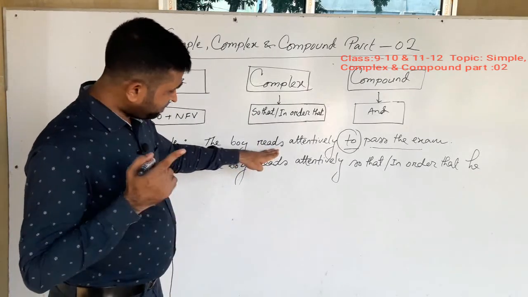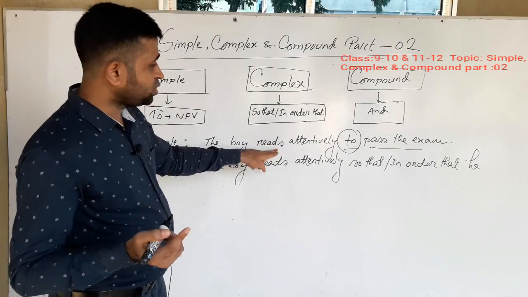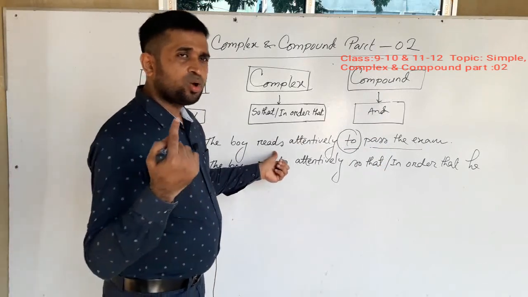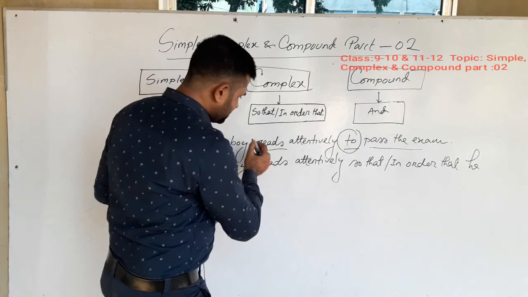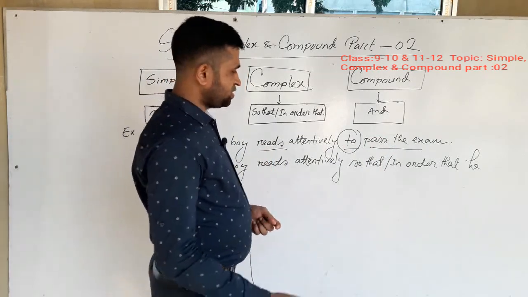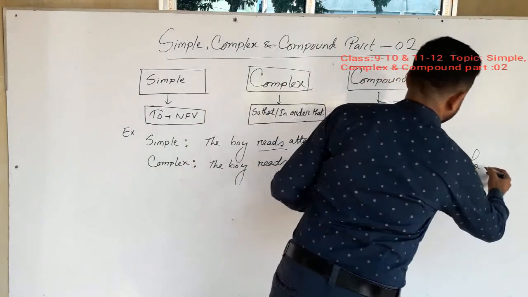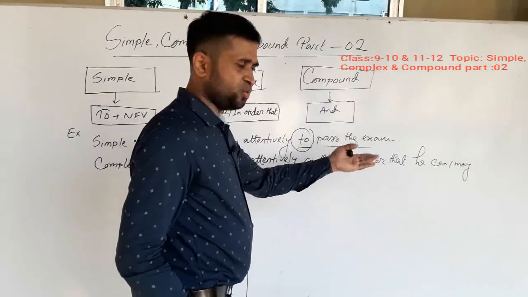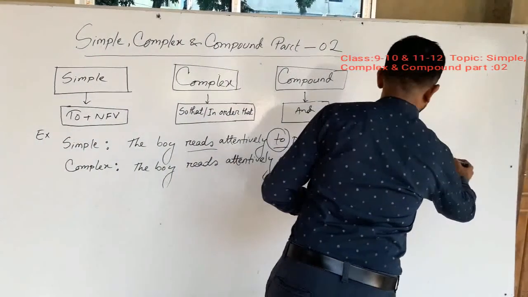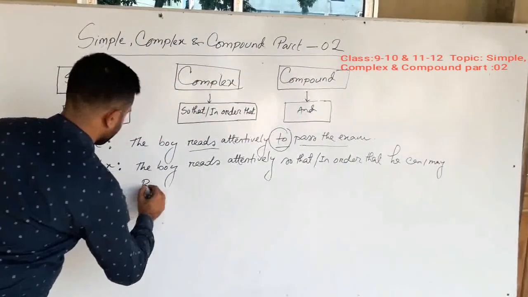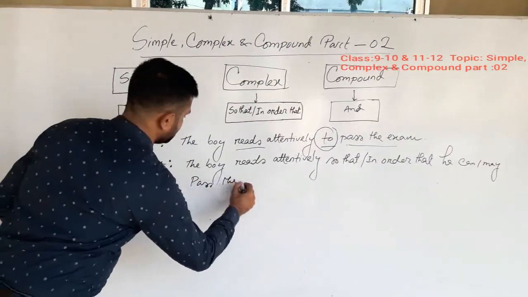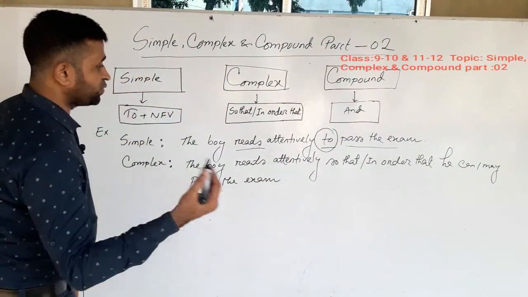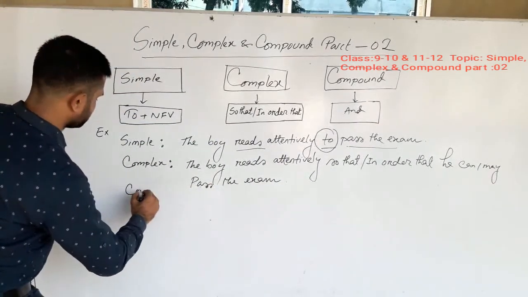If it is a present verb, the present form, you can use can or may. If the verb is past form, you can use could or might. That's why, as it is the base form of the verb, I can use can or may. You can use any word: so that he can pass the exam. Dear learners, I am going to give another example, compound sentence.